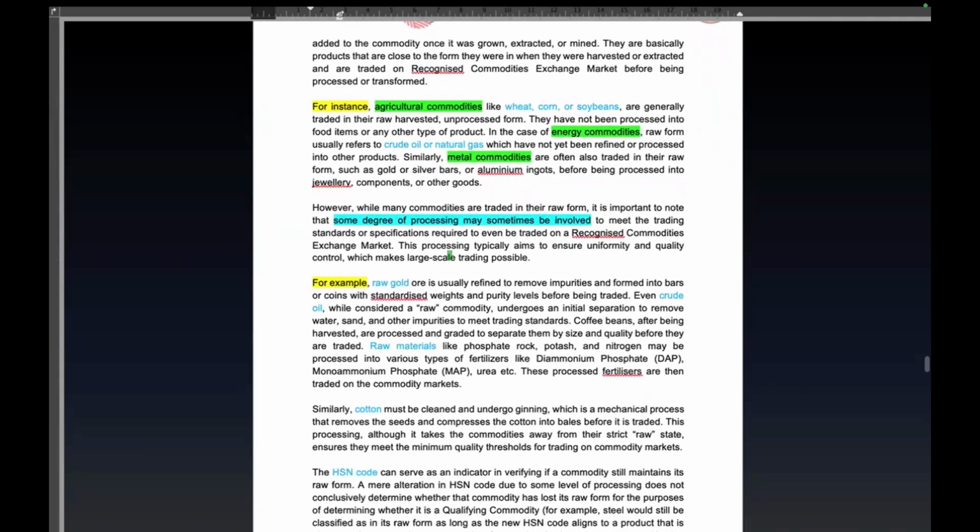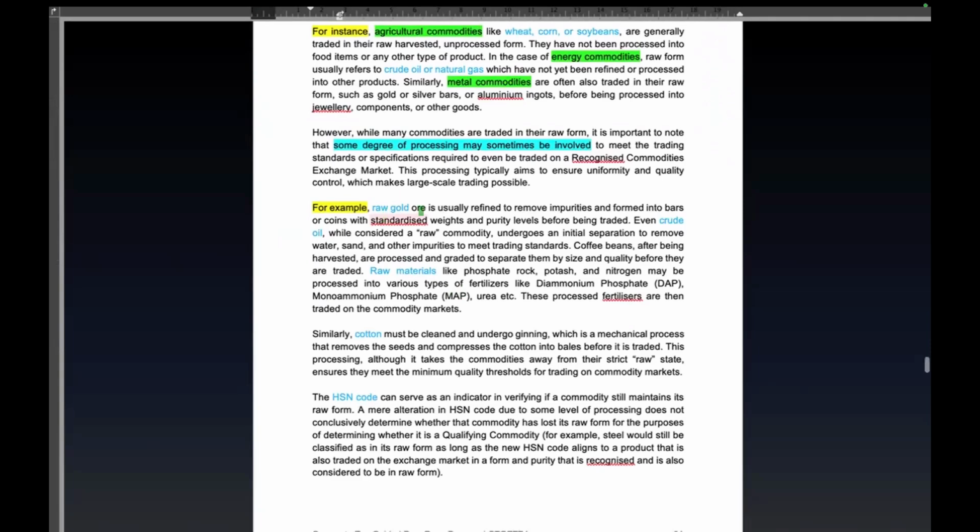And they said some degree of processing might be required. If some degree of processing is required, they give an example like you are extracting gold, removing impurities, making it pure, making it saleable. Still, it will be considered that the commodity is in the raw form. Then they give the example of crude oil: you are getting the crude oil, removing impurities, removing sand, and making the oil separate from the sand.